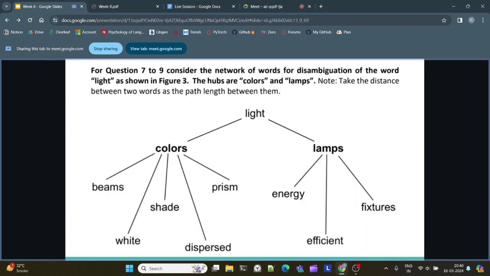So here we would be doing word sense disambiguation. We have been given two hubs, colors and lamps. These are the two hubs. This is the graph, we'll come back to this in some time. We are taking the distance between two words as the path length between them. This is also mentioned.